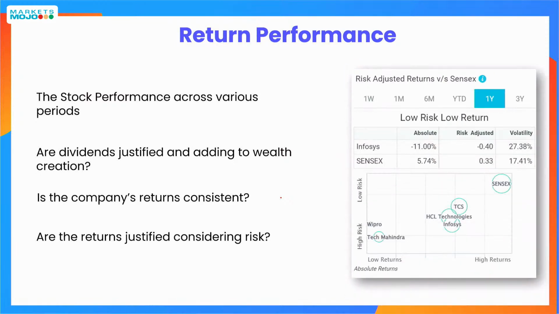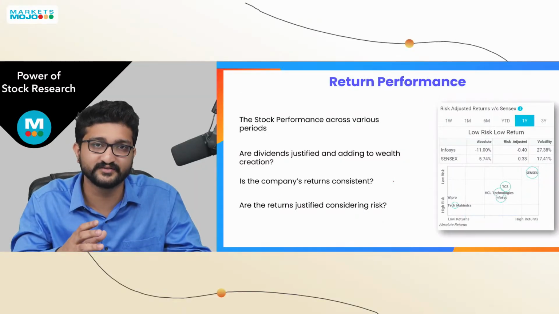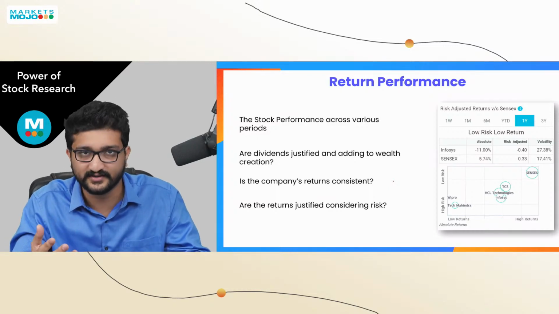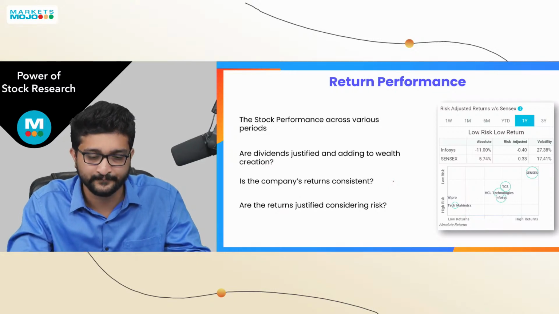The last one is risk-adjusted return versus Sensex. This is a really nice slide which helps you understand how the company's return is actually justified considering the risk of the company. When I say risk, I'm talking about volatility. How much the company moves, how frequently it goes up and down. Based on that risk you're taking, are you actually getting enough returns?